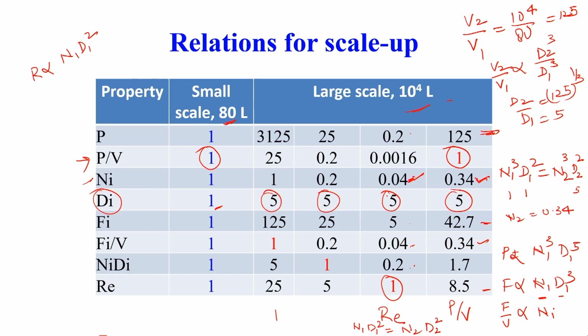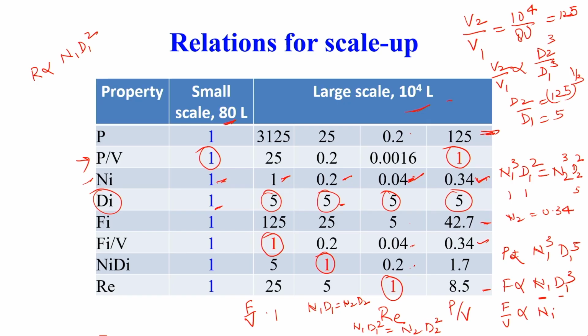So, in this way you should be able to calculate the other parameters once Ni and Di are known to us. Here we are following the criteria of constant impeller tip speed. So, here we are following N1 D1 as N2 D2. So, if it is 0.5, the Ni will be 0.2, and once it is known we can calculate the other parameters. In this case we are following the criteria F upon V as constant. It means F upon V is constant means Ni is constant. So, Ni was 1 here and Ni will be the same here.